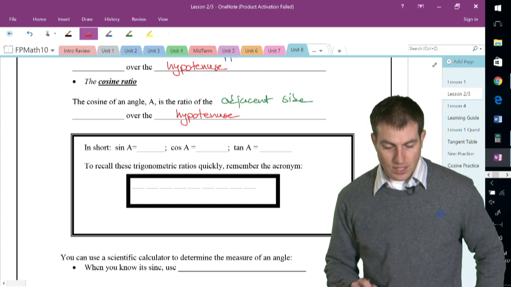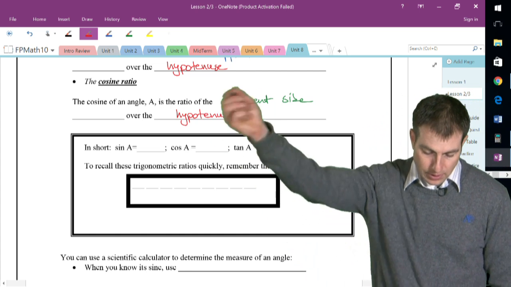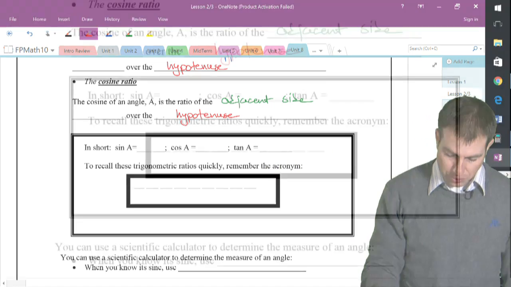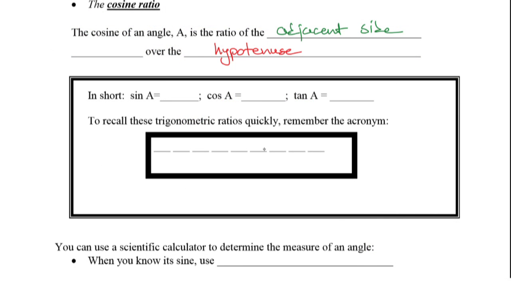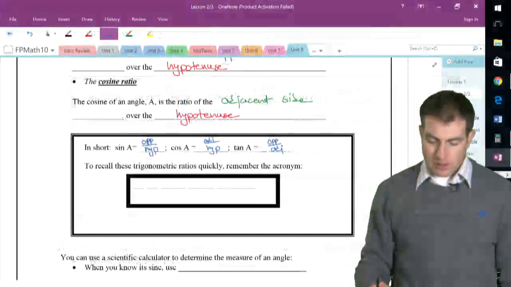So sine is going to be, I'm going to just abbreviate everything here. Sine is the opposite over the hypotenuse. The cosine is the adjacent over the hypotenuse, and the tangent is the opposite over the adjacent. So those are the three different side combinations you can end up with.